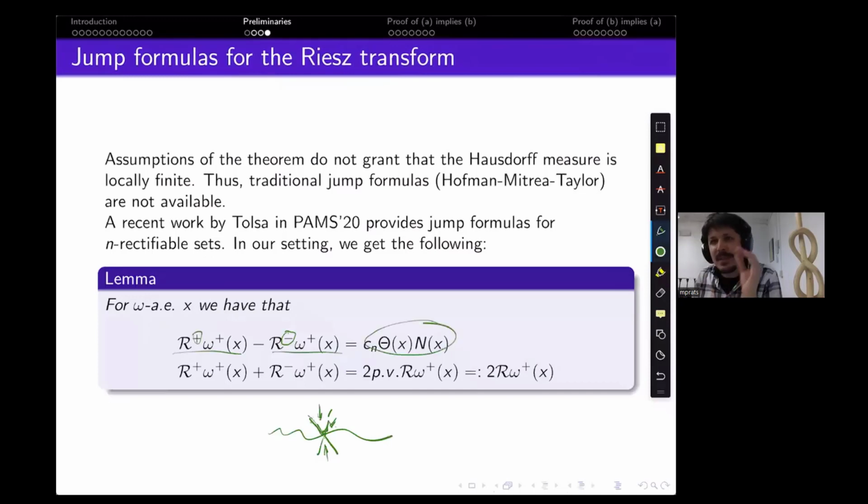So the density times the normal vector, omega almost everywhere, and the addition is twice the principal value Riesz transform. Okay. Jump formula. This is very useful. This is a key idea in both groups. A implies B and B implies A.